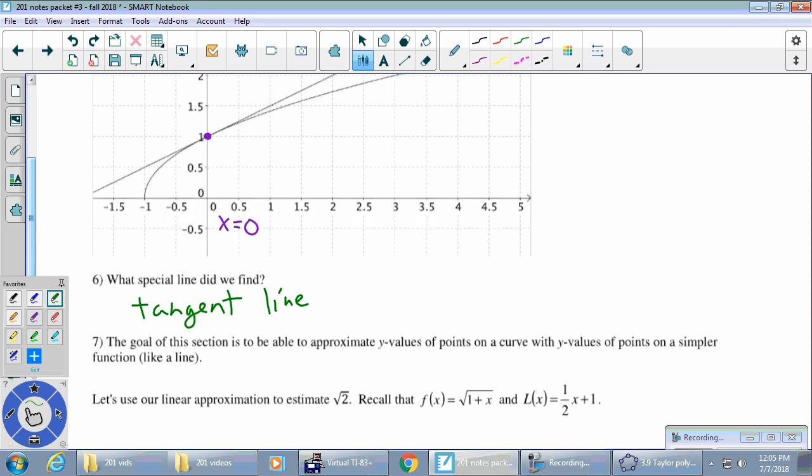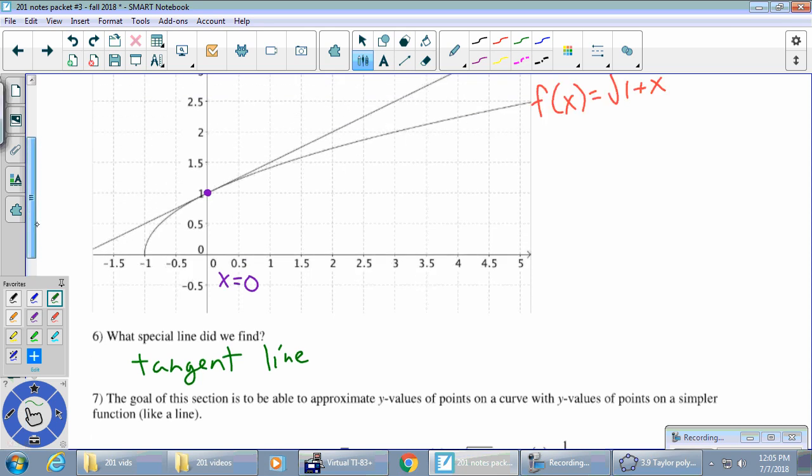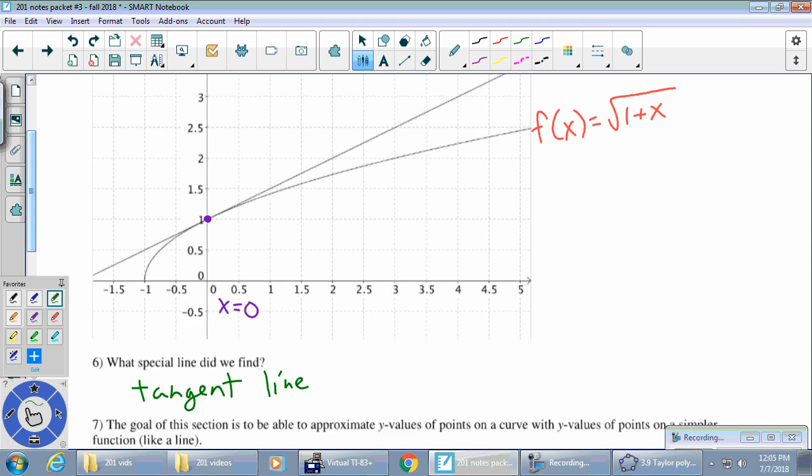Number 7, the goal of this section is to be able to approximate y values of points on a curve with y values of points on a simpler function like a line. So that's exactly what we did. For example, when we plugged in x equals 3 at the bottom of the previous page, we went to x equals 3 on the curve, and we got the point 3, 2. And then we went to x equals 3 on the line, and we got 3, 2.5. And those were kind of far apart. That's not such a great approximation.